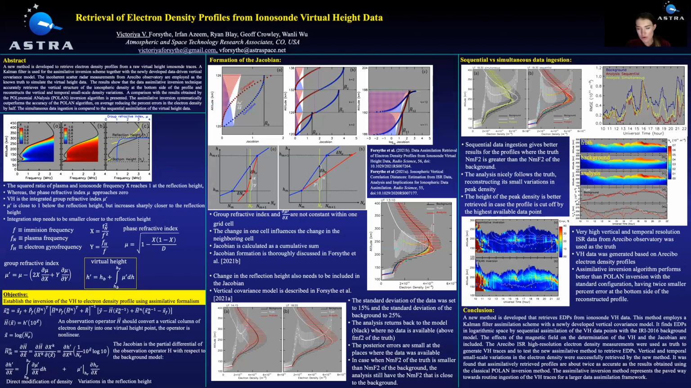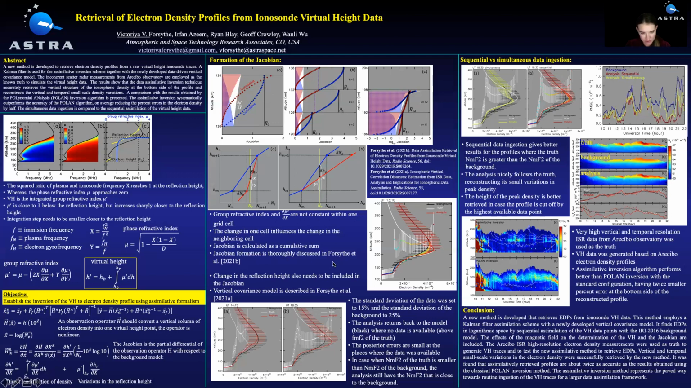If you want to know more about the formation of the Jacobian for the virtual height assimilation, you can refer to this paper, Forsyth et al. 2021b. And also another paper would describe the ionospheric vertical correlation distances, 2021a, and this paper would be helpful in the formation of this background error covariance matrix P sub f in the equation for the Kalman filter.